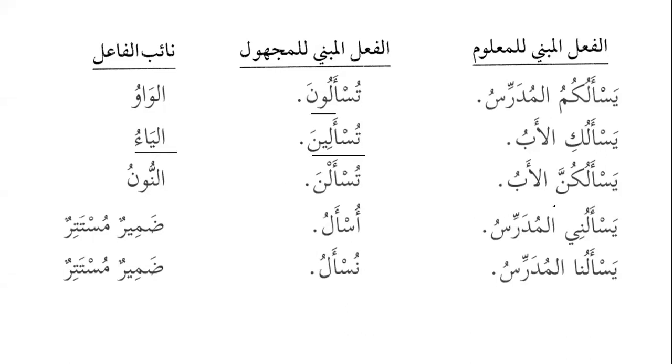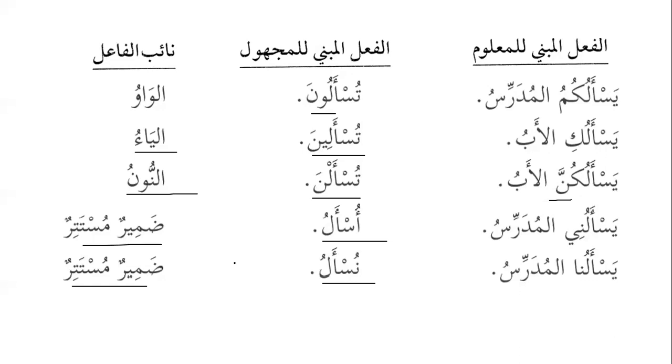Then we have yas'alukunna al-abu, and it is antunna, and it will be antunna tus'alna, you are all asked, referring to the ladies. And here we have noon. And then we have yas'aluni al-mudarrisu, the teacher asks me, and us'alu, I am asked, and here again damir is mustatir, and yas'aluna al-mudarrisu, the teacher asks us, nus'alu, yani nahnu nus'alu, we are asked, again here damir is mustatir.